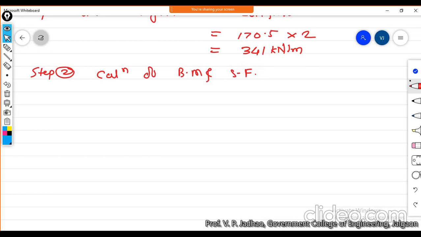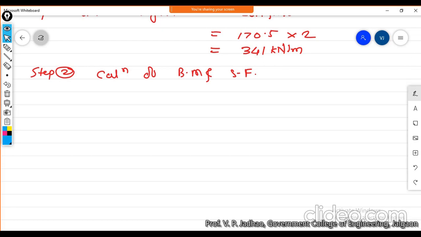Only up to this point this particular problem is different, and further steps are the same as those of the previous problem, but I'll take this problem till the end of this particular lecture, and from the next lecture we'll start with some different design. So we have to calculate the bending moment and shear force.